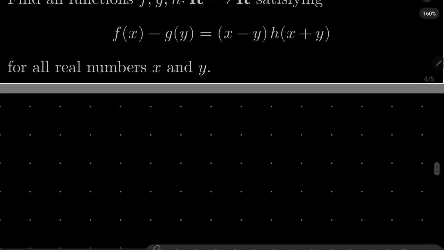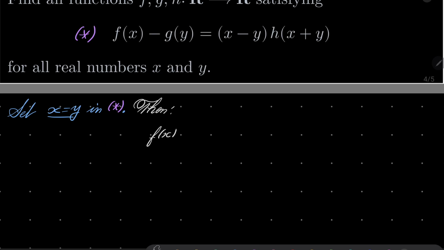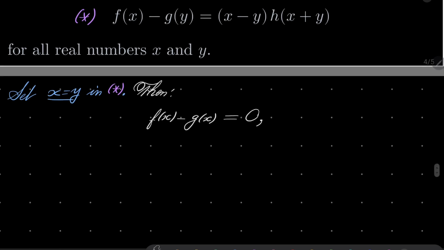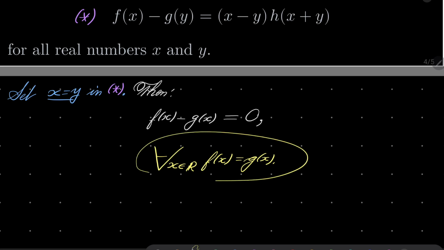Alright, so let's call our equation asterisk. And now let's set x to be equal y in asterisk. Well, what then? Then we have the following equation: f of x minus g of x equals, well, on the right hand side we have just 0, which means that for every real number x, f of x equals g of x. Which means that we have already eliminated one function.